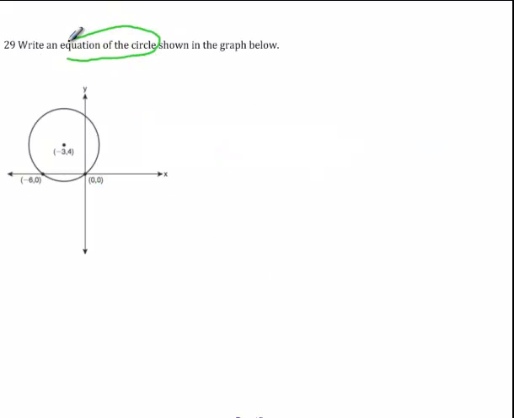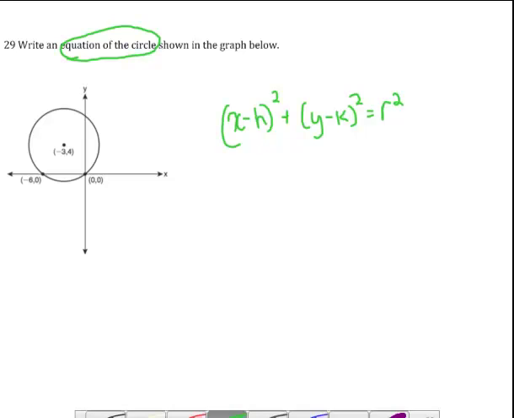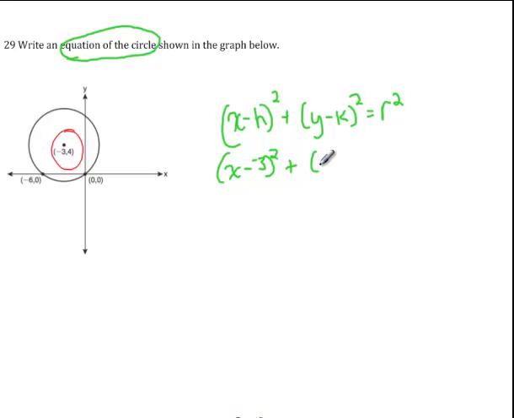Write an equation of a circle. Automatically, we should know the general formula for a circle: x minus h squared, which represents the x value of the center, plus y minus k squared, which represents the y value of the center, equals r squared. Well, to find that part is easy, because here's my center. So I know it is x minus a negative 3 squared plus y minus 4 squared. I just put in negative 3 and 4. Clean this up, we get x plus 3 squared plus y minus 4 squared.